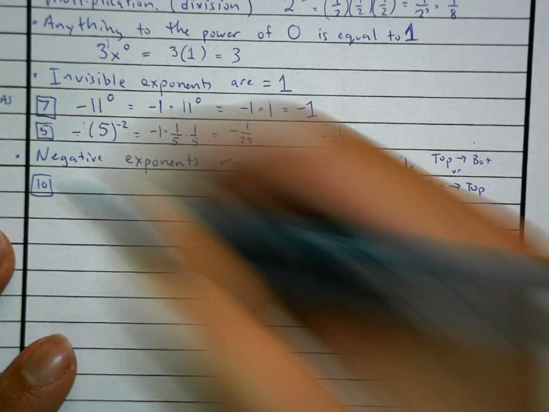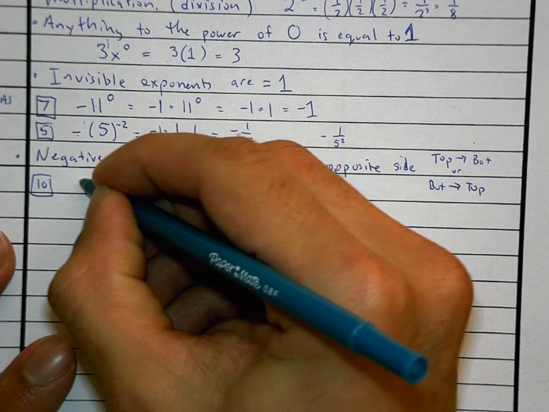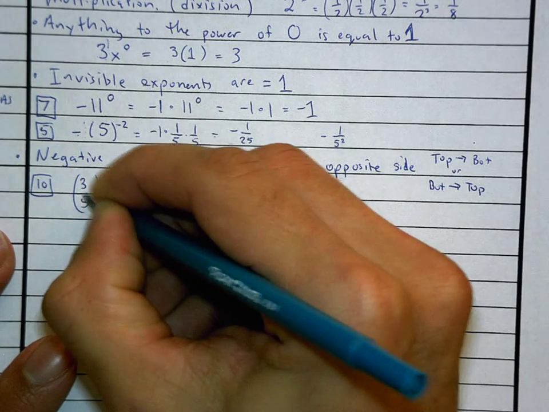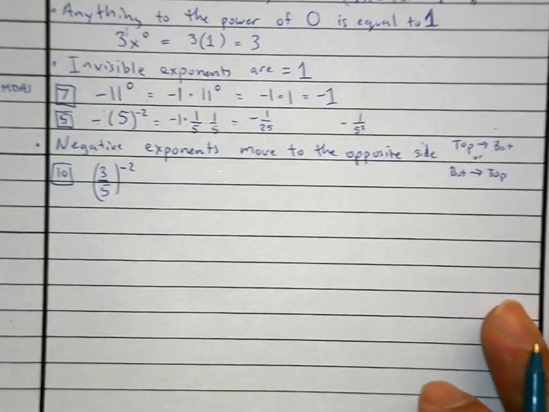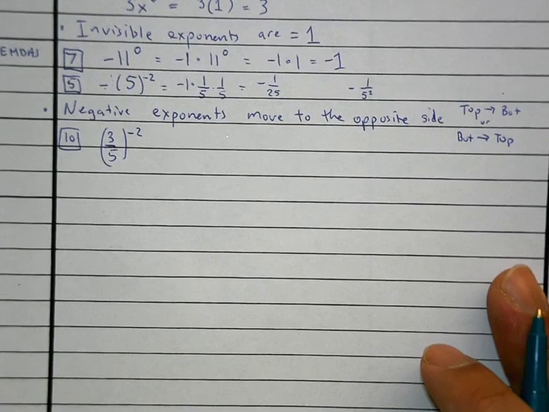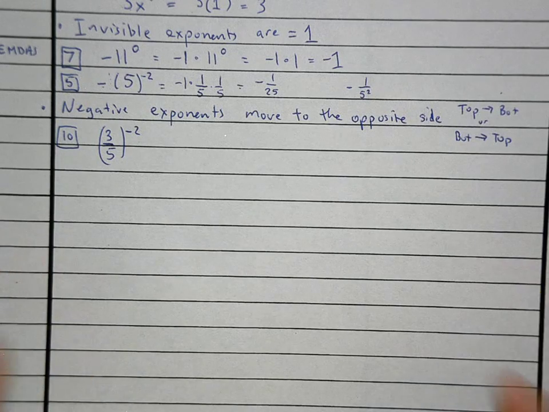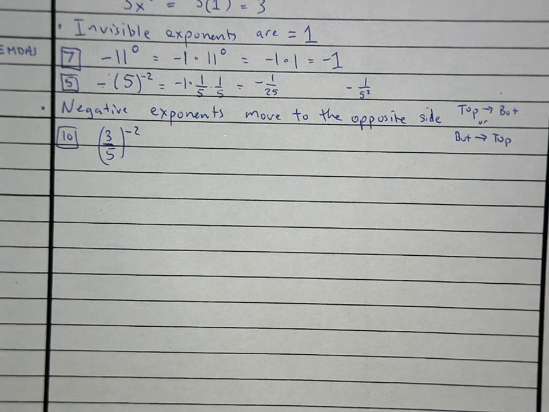3 over 5 to the negative 2 power. What happens if you have a fraction to the negative 2? If you know, explain it to the person you're sitting next to, please. Tell the person you're sitting next to how to do it.